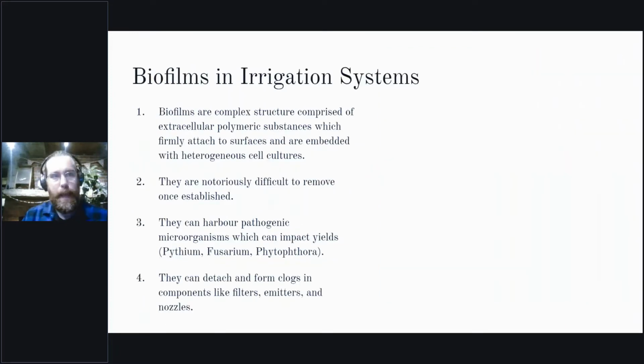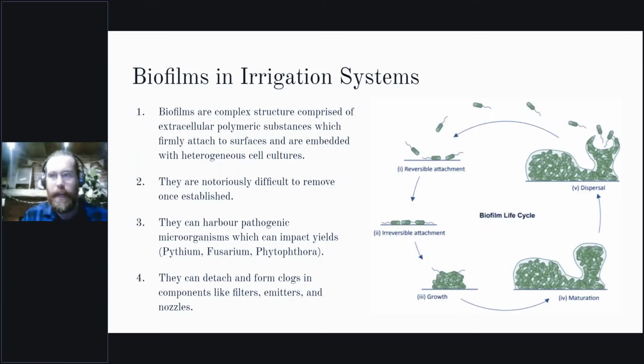We're going to talk about biofilms in the irrigation systems and delve into the microbiology a little bit. Picture to the right here is sort of the life cycle of a biofilm, and biofilms are complex structures comprised of extracellular polymeric substances which firmly attach to surfaces and are embedded within heterogeneous cell cultures. So many different organisms living all within this extracellular matrix that they produce to protect themselves from the environment.